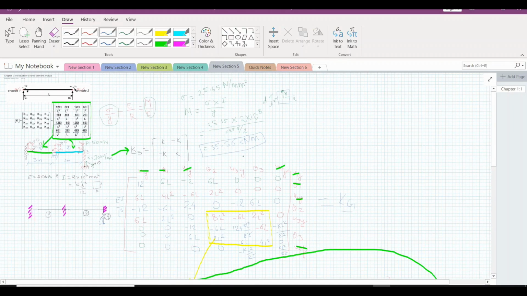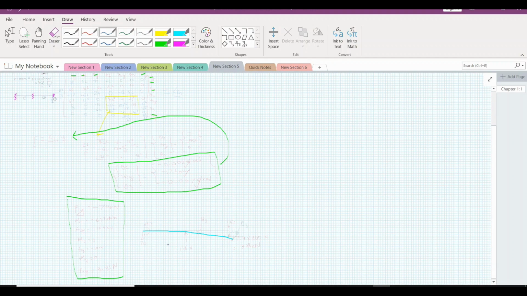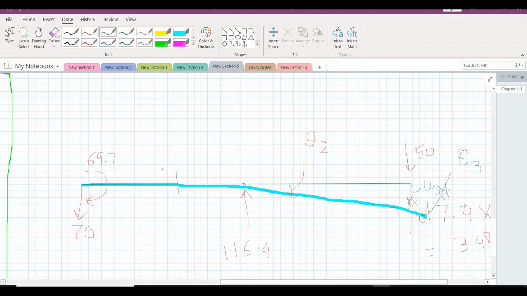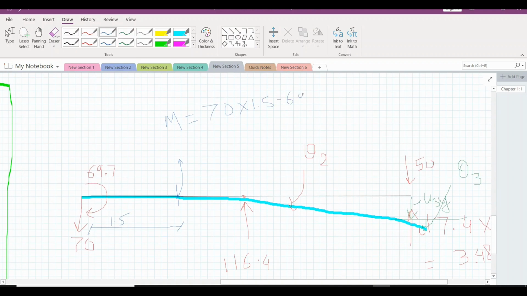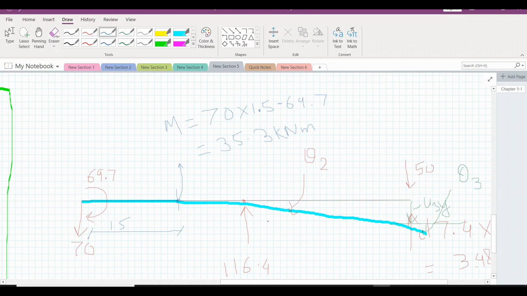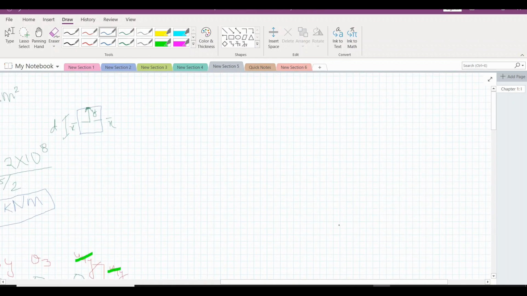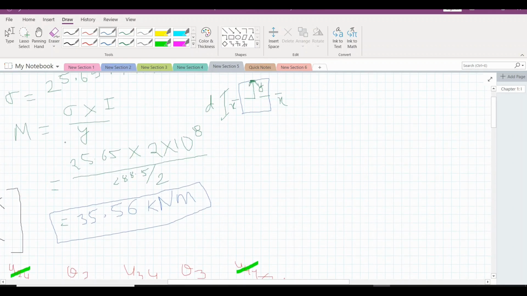Now the other way to find our moment is to use our reactions to obtain our moment at the center. So let's find this out. So this is 1.5. The moment at this point will be equal to 70 times 1.5 minus 69.7. So this will be equal to 35.3 kilonewton meter. So you can use this process to find your moment at this point, or you can find your stresses using ABAQUS and determine your moment here with this equation.